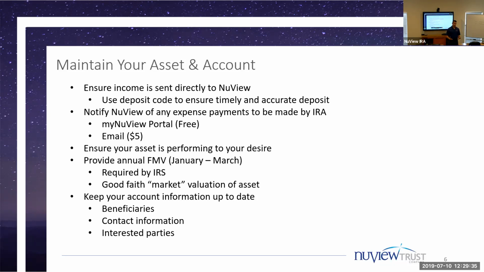So if you're going to have a plumber go out and do some work, that invoice needs to come to us and we need your authorization to pay it. You can do that right through the New View portal and it doesn't cost you anything. If you do it the old-fashioned way by sending it to us via email and having us manually process it, we charge $5 for that. Ensure your asset is performing to your desire.